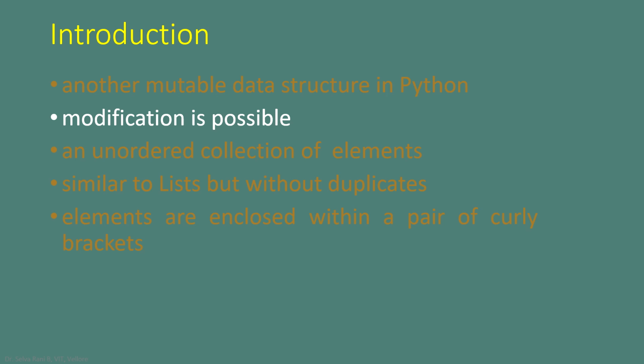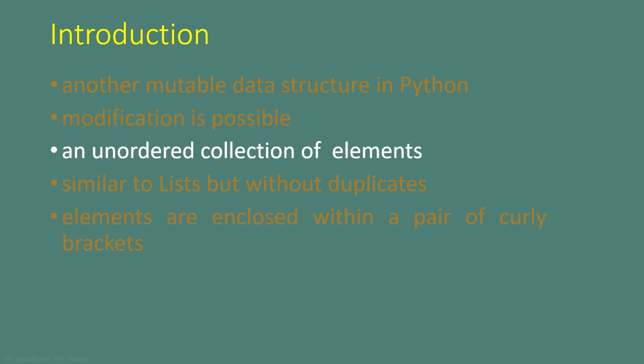We can add or remove elements, but the elements inside the set must be an immutable type like strings, integers, or tuples. It's an unordered collection of elements. It means items have no index or fixed position. They appear in random order.